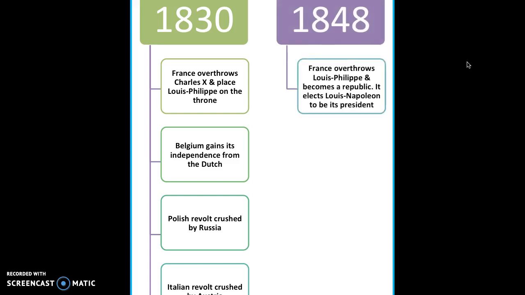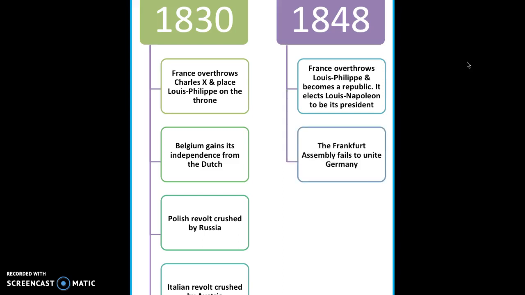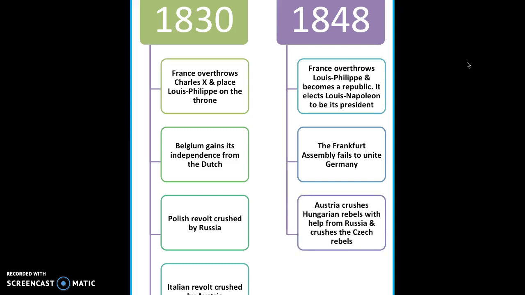In 1848, France overthrows Louis Philippe and becomes a republic and elects Louis Napoleon to be its president. That is a liberal success. The Frankfurt Assembly fails to unite Germany. That's a failure of the liberalists and the nationalists.